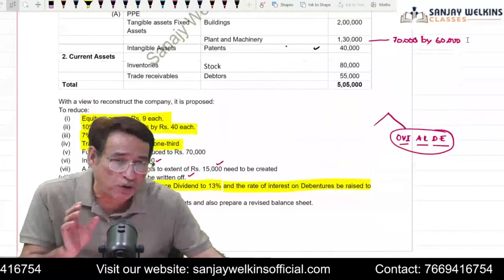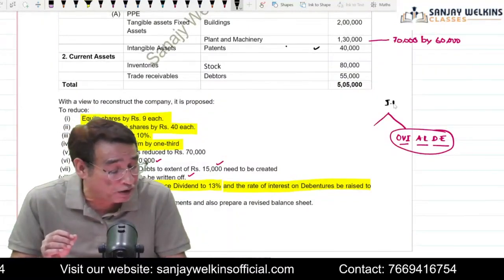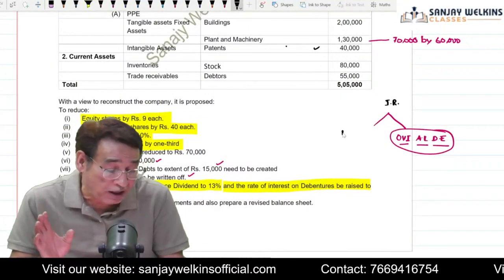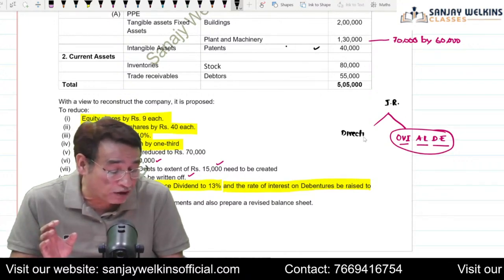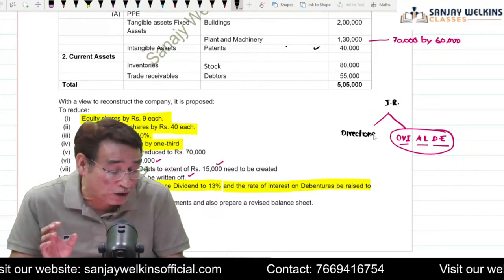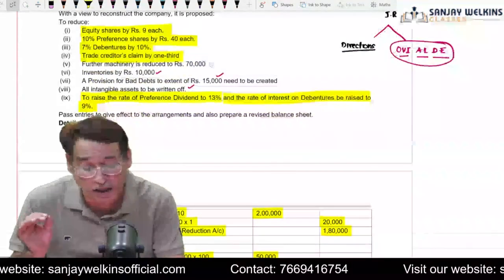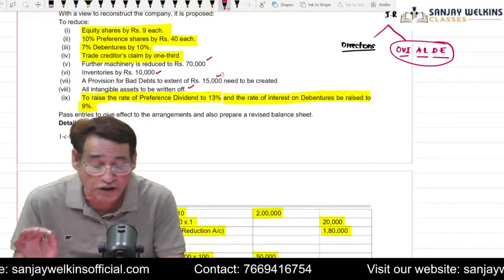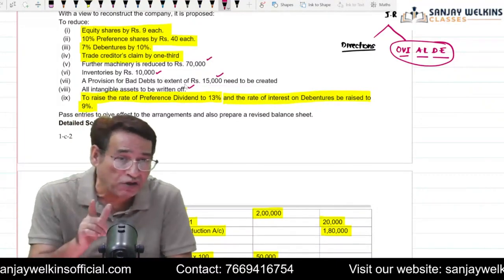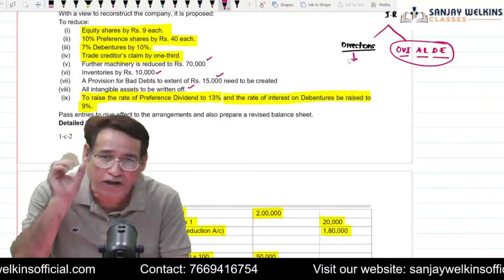The point which you need to understand is that while solving the question of internal reconstruction, first of all, read the directions with respect to items which you need to write off. For example, in this question, there is a direction directly or indirectly with respect to machinery, number one, with respect to inventory, then provision, and with respect to the intangible item. There is a clear direction. So that is why you will have to write them off.